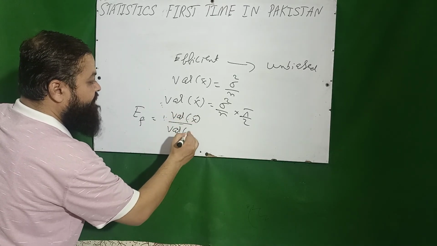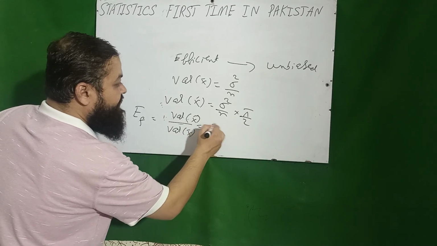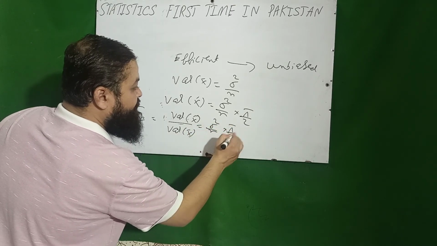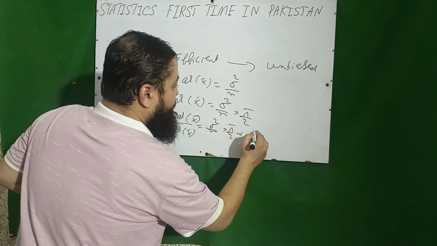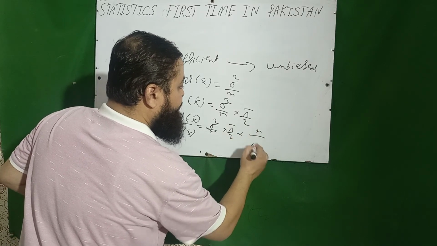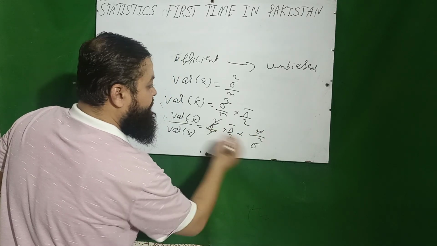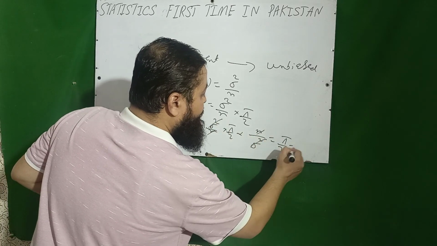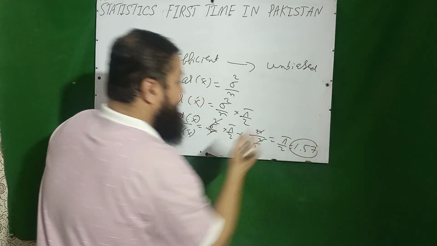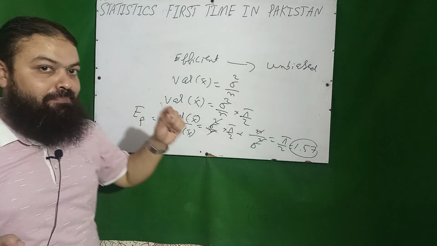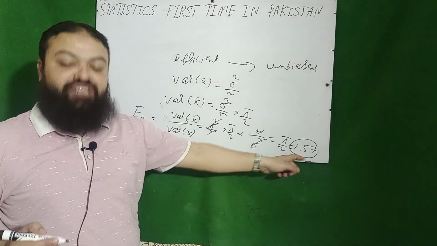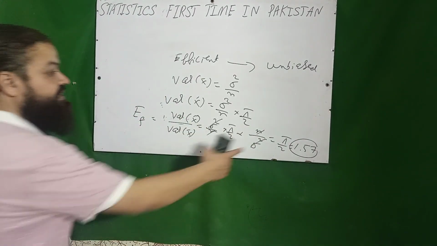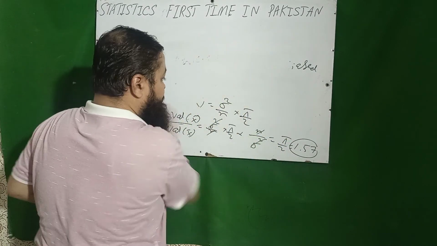over variance of x bar is equal to sigma square over n into pi over 2, into n over sigma square. These will be cancelled and the answer will be pi over 2, 1.57. The efficiency of sample mean is 1.57. And what does it mean? It is another very important question.